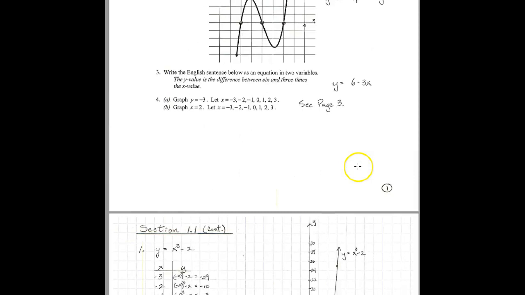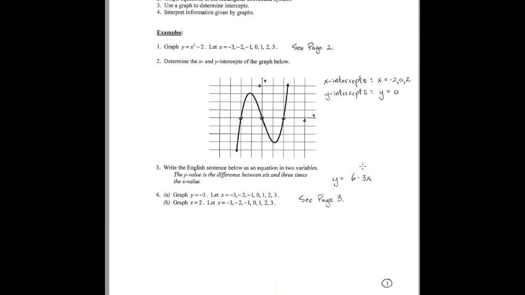Okay? So going back, the second example is to determine the x and y intercepts of the graph below, just by looking at a graph. In other words, the x-intercepts are where the graph crosses the x-axis, where the y value is 0. So the x-intercepts, this is the x-axis, this first one right here is at x equals minus 2. The origin is right here, so this is x equals 0, and this is x equals 2.